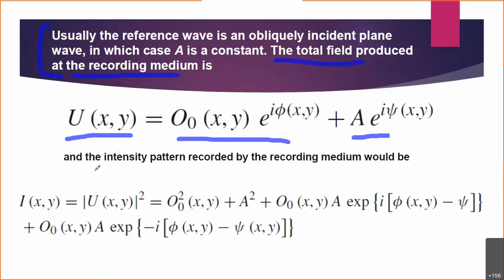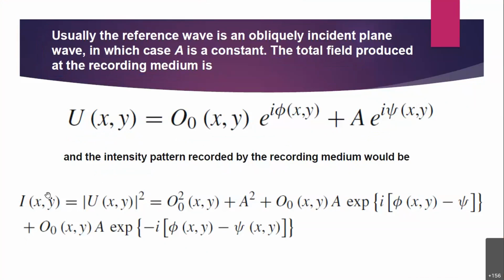And now you look at the intensity pattern recorded by the recording medium. This is your field, the total field, or one can also say the amplitude. Now you know how this intensity is related to this field. There is a formula between the intensity and the field: the intensity directly depends on the modulus of the field, squared. So this is the formula we have.